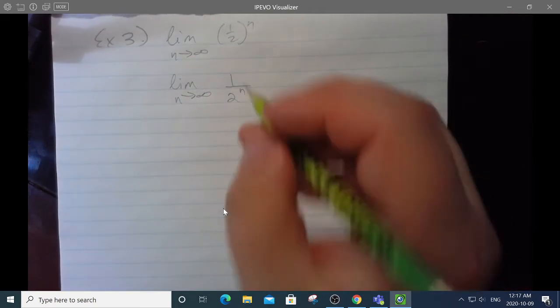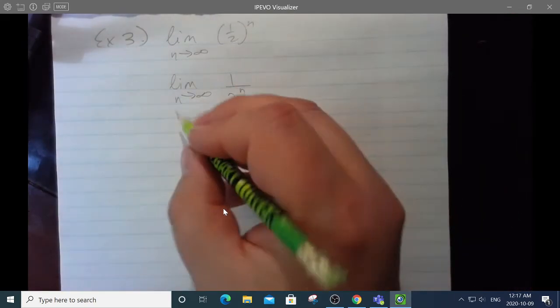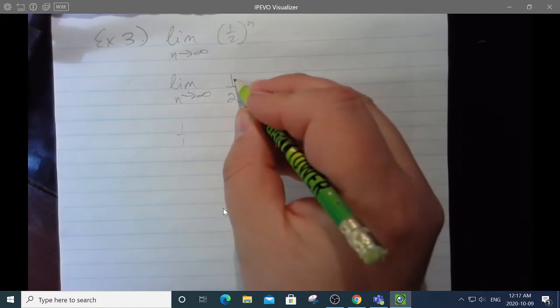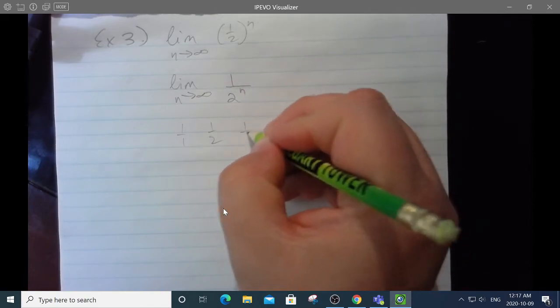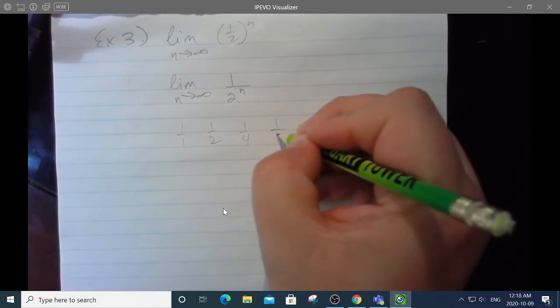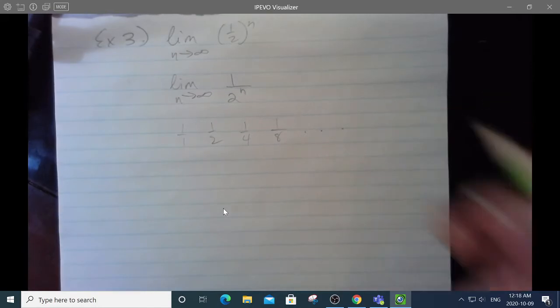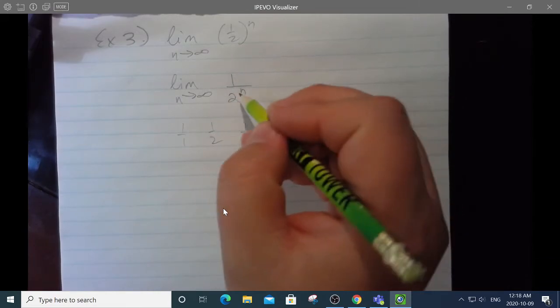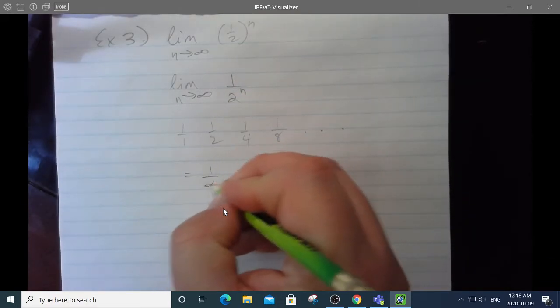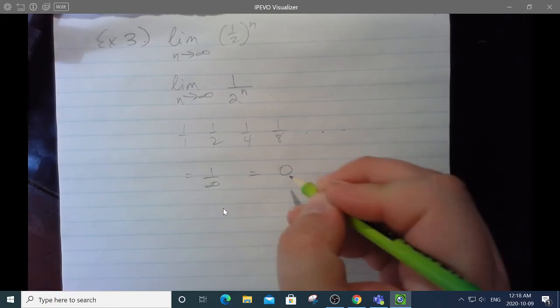And again, think of this, if you like, as a series. What happens when n is 0? Well, then I get 1/1. What happens when n is 1? I get 1/2. What happens when n is 2? I get 1/4. What happens when n is 3? I get 1/8, etc., etc., to infinity. And again, think about what's happening. This number is going to get infinitely big, so that's going to be 1/infinity, which is approaching 0.